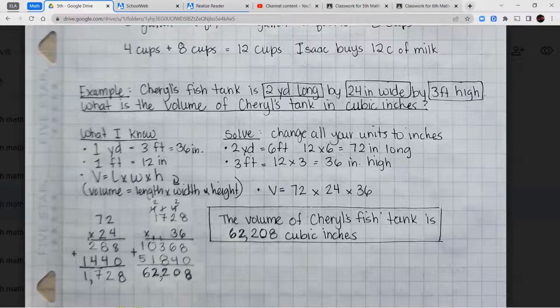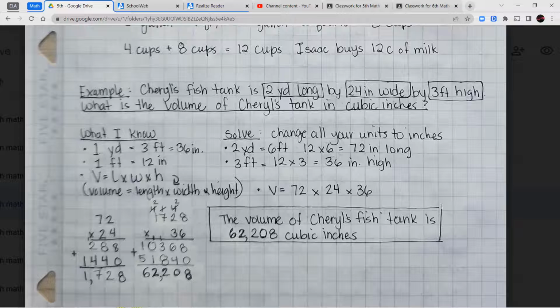So my 2 yards is going to be 6 feet. So 12 inches in each foot. 12 times 6 is going to give me 72 inches. So that is going to be the length of the fish tank. Now it's 24 inches wide, so that measurement is already in inches. I don't need to change it. And then it's 3 feet high. So I'm going to take that 3 times 12 to give me 36 inches.